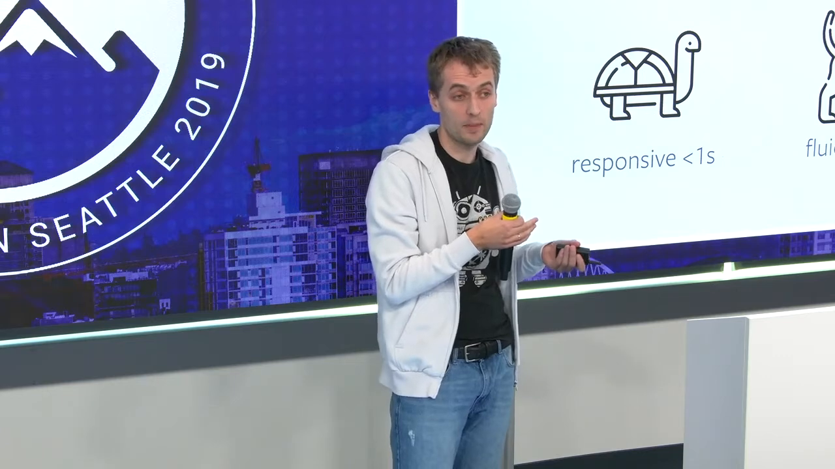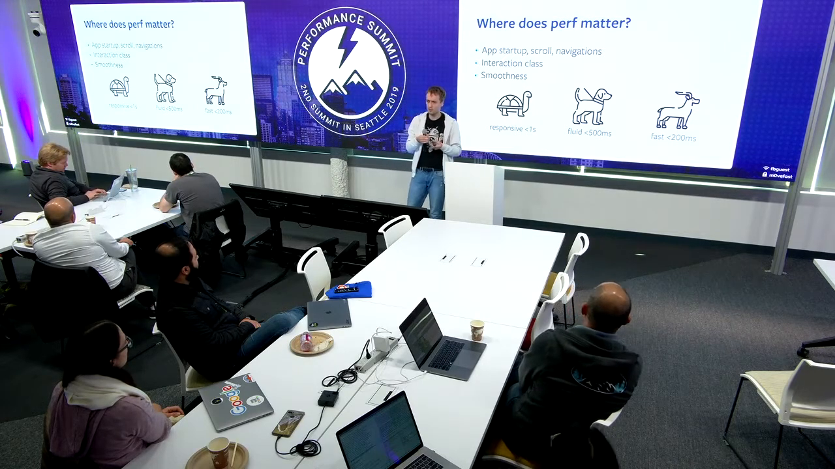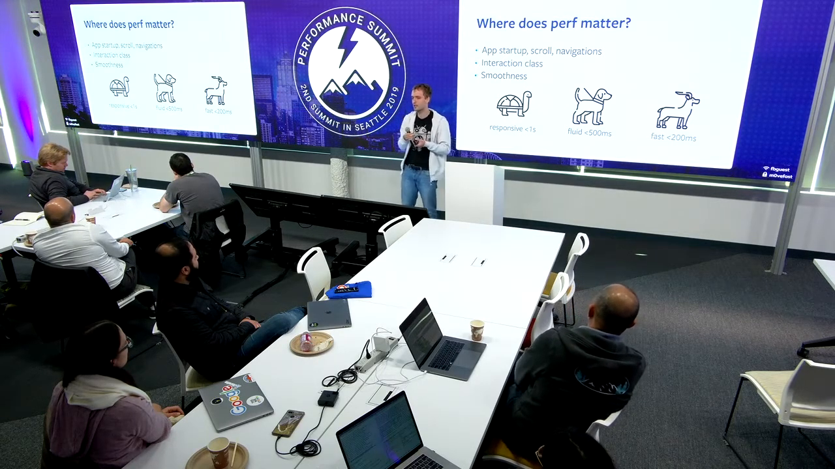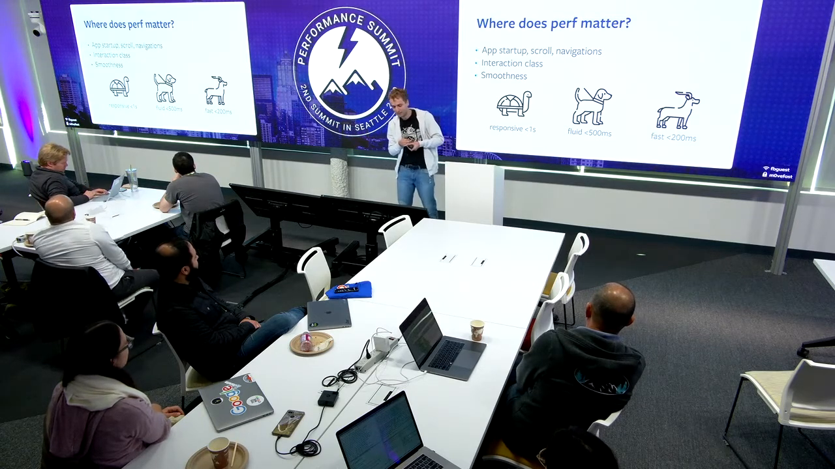And we see a very strong correlation between performance and engagement metrics, right? So if the app starts too slowly, your visitation drops. If your scroll performance is not that smooth, people start scrolling less, they watch less video, they put less likes, and finally they give less money, which is the most important.